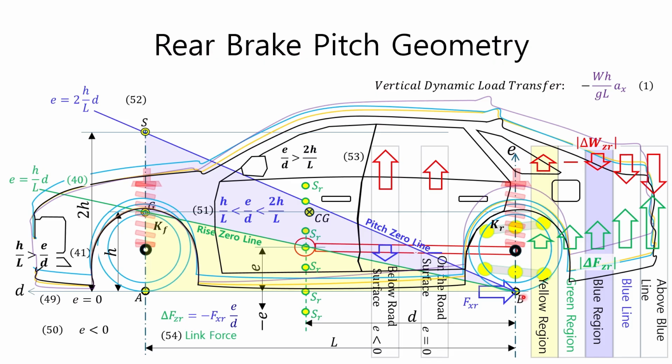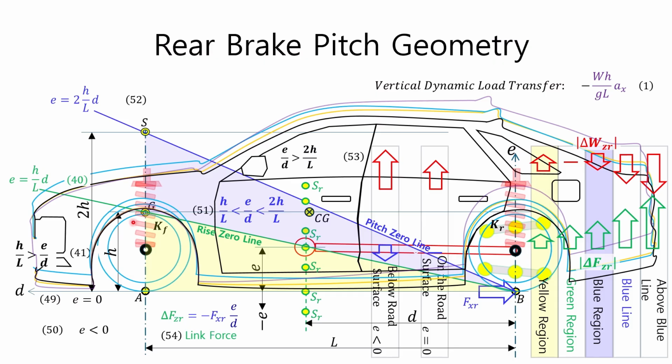In the region below the blue line and above the green line, the pitch geometry can be expressed using an inequality as in equation 51. Similarly, in the region above the blue line, the pitch geometry can be expressed by inequality 53. If the virtual reaction point, SR, exists in the region between the green line and the road surface, indicated by yellow shading, the spring force, delta WZR, acts as a tensioning force on the spring, and the force on the suspension links, delta FZR, also acts as a tensioning force on the links. This direction is the direction in which the sprung mass rises.